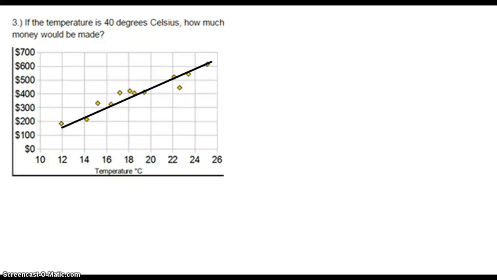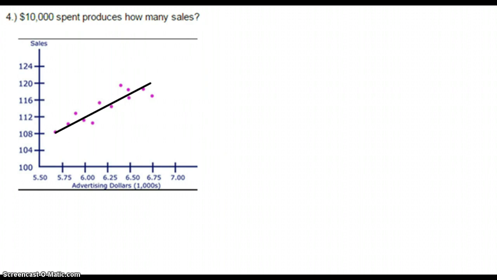Alright, I'm going to go over numbers 3 and 4 from the scatter plot worksheet, and one of these will be on your test tomorrow. You'll notice that number 3 has a trend line here, and when we get to number 4, I also put in a trend line for this one.